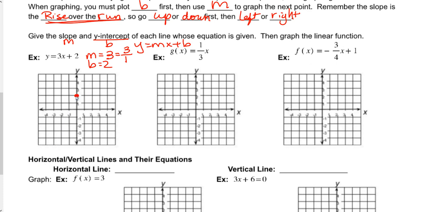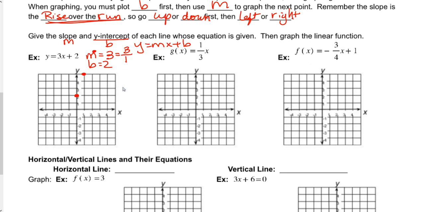So from our point B, we're going to rise 3 in the positive direction and run 1 in the positive direction. So I'm going to go up 3 on the rise and over 1. And between 2 points, you can draw a line. Now, if I had more graph here, I could go up 1, 2, 3, and over 1, and my next point would be approximately there.